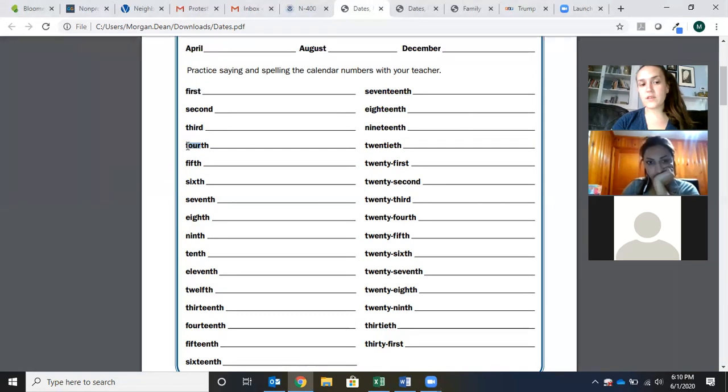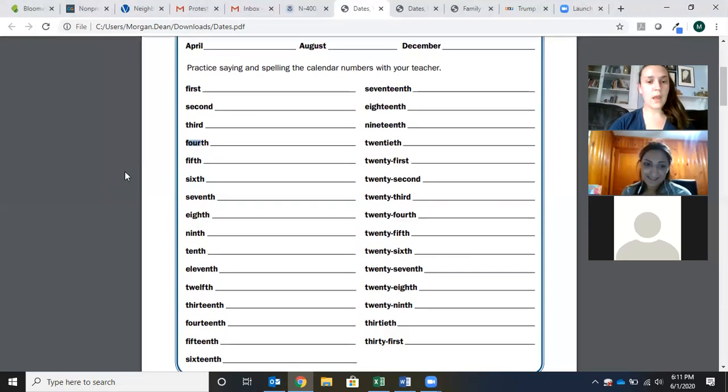What's this number here that's highlighted? 4. So June 4th, how many is that? 4. Is this pretty basic for you guys? Do you feel comfortable with this? I think you guys are familiar with this. Most of them usually just have the TH added to the end of it.